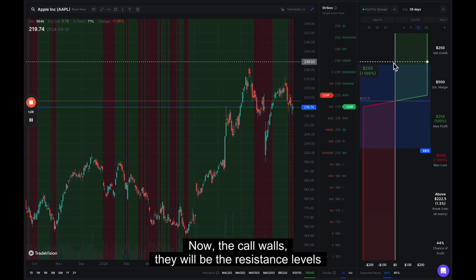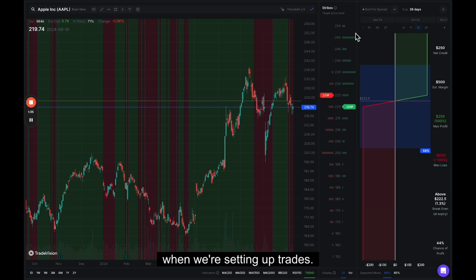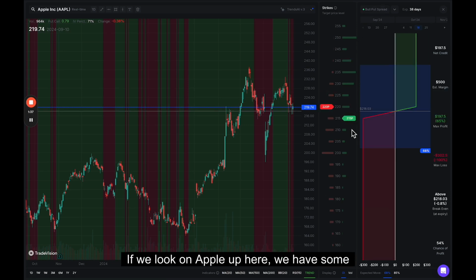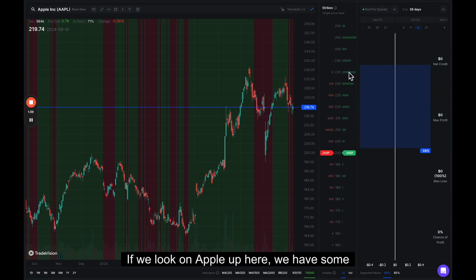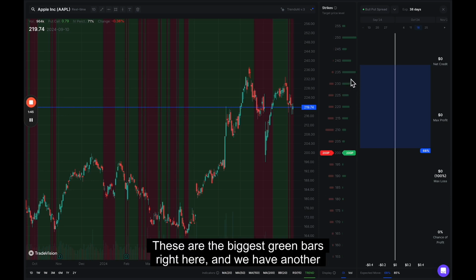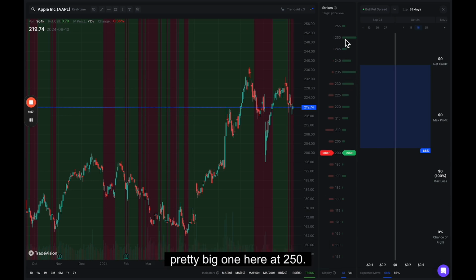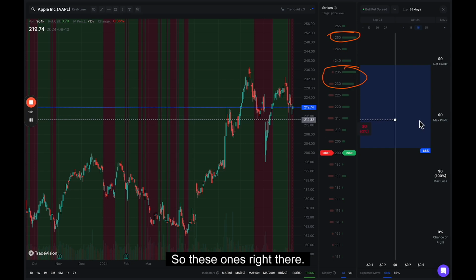Okay, so now the call walls, they will be the resistance levels when we're setting up trades. So if we look at Apple up here, we have some pretty big walls here at 235 and 230. These are the biggest green bars right here, and we have another pretty big one here at 250. So these ones right there.